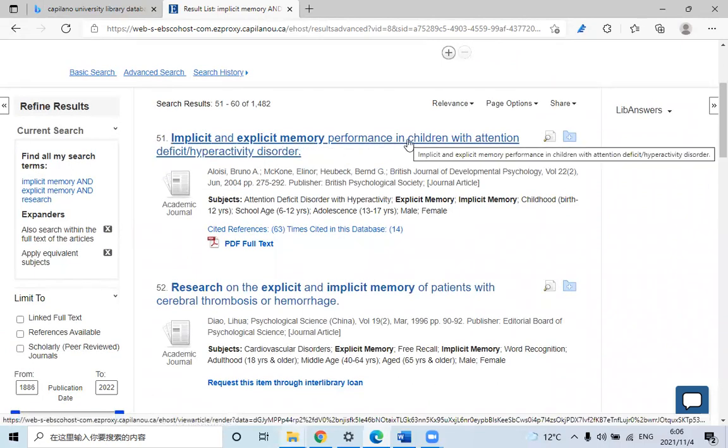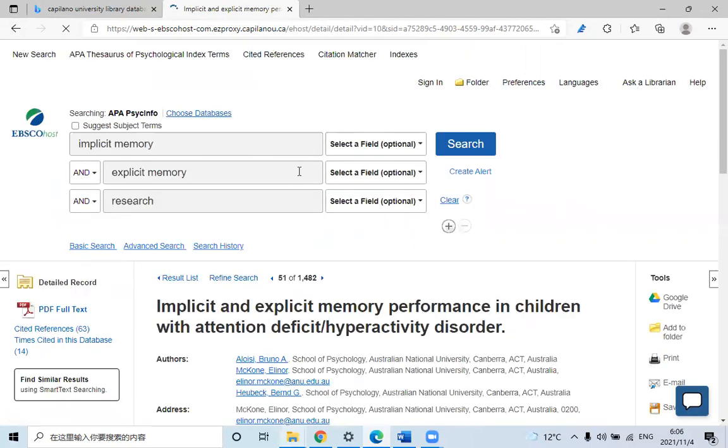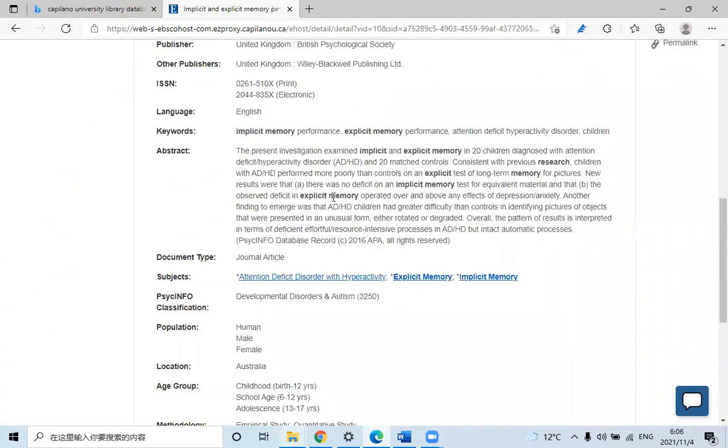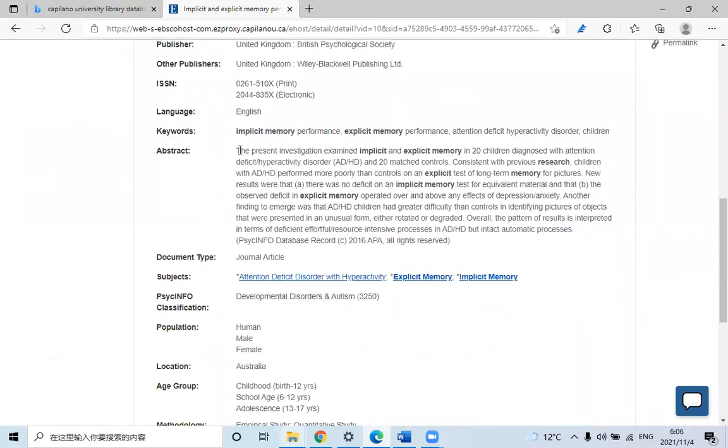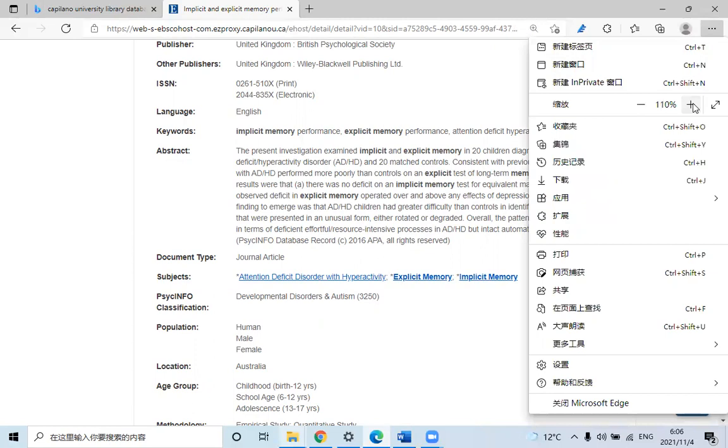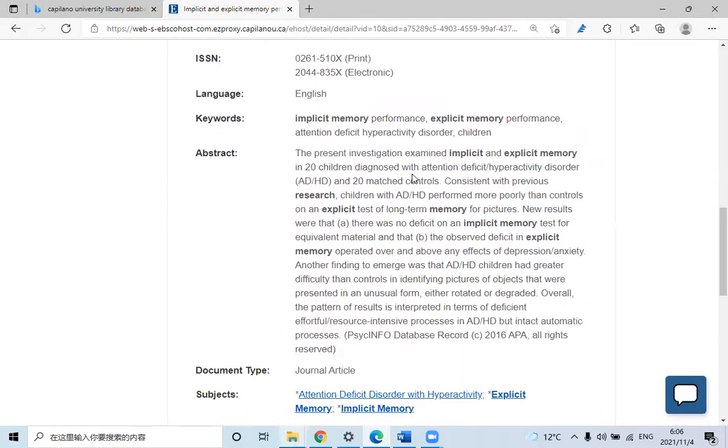Implicit and explicit memory performance in children with attention deficit hyperactivity disorder. That sounds interesting. The title sounds interesting. Let's look at the abstract. The present investigation examined implicit and explicit memory in 20 children diagnosed with attention deficit hyperactivity disorder, ADHD, and 20 matched controls. So they studied altogether 40 people. 20 of these people have ADHD and 20 don't have ADHD.